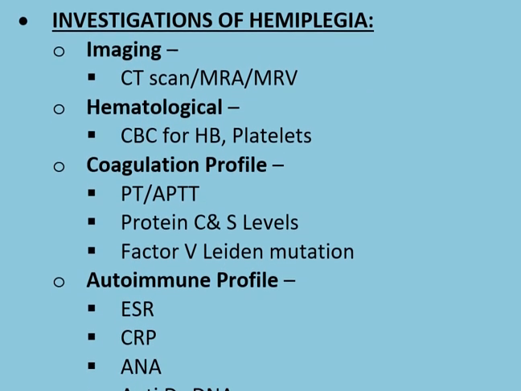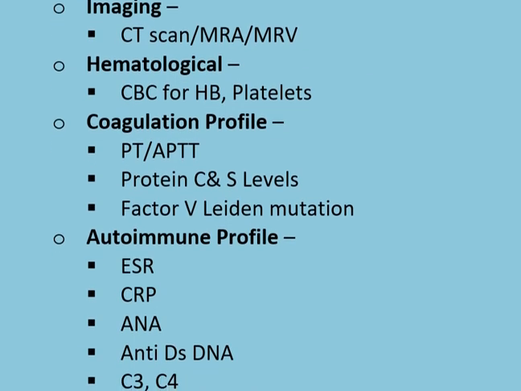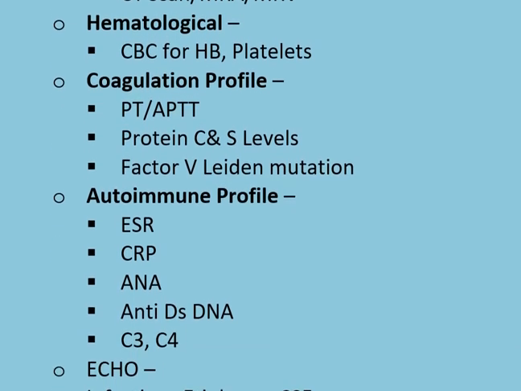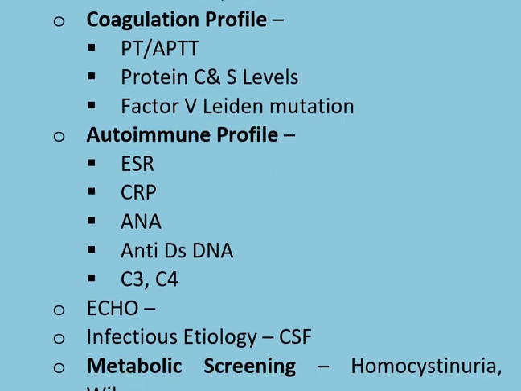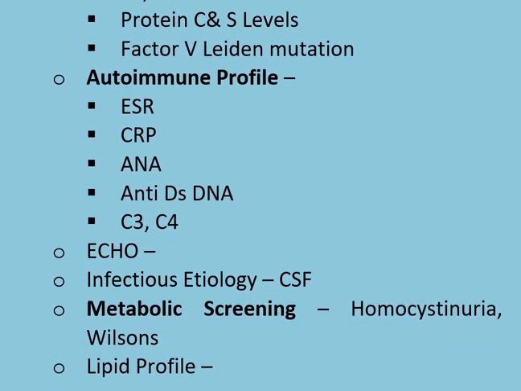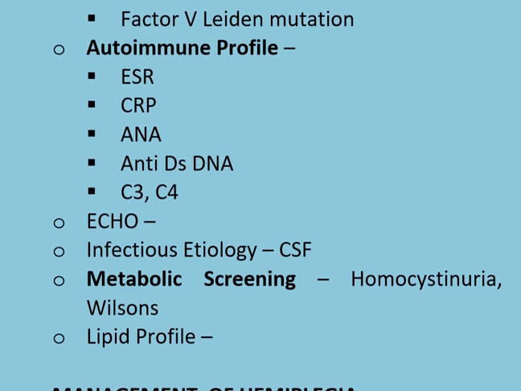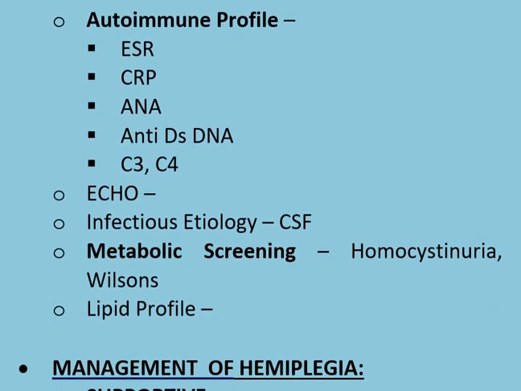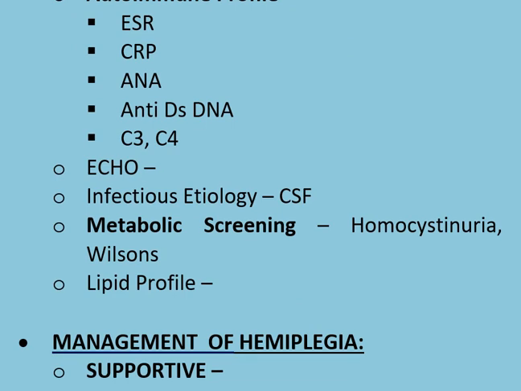Then autoimmune profile like ESR, CRP, ANA, anti-dsDNA antibody, C3 and C4. Then echo, then infectious etiology is ruled out by performing the CSF, then metabolic screening, checking the homocystinuria and Wilson disease, then the lipid profile.